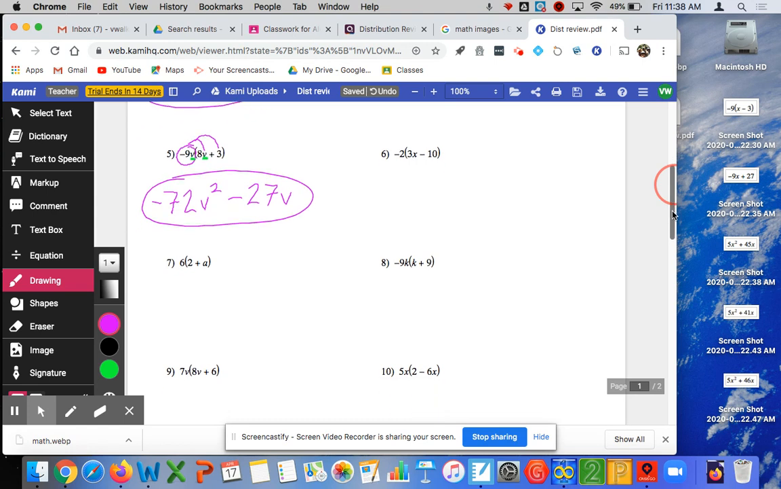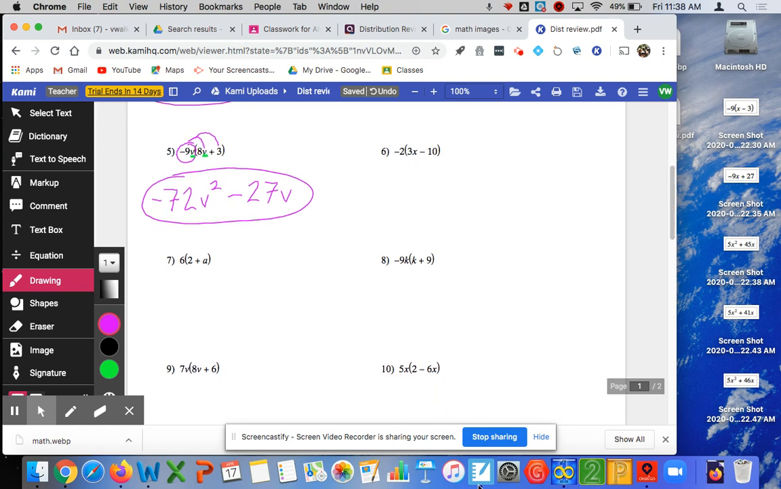Here comes number 7. 6 times 2 plus a. This is a pretty easy one. We're taking that 6, multiplying it by both of the things in the parentheses. 6 times 2, that's 12. Now what's the number in front of that a? Remember, it's an invisible 1. So you have 6 times 1, which is 6. So plus 6, and our a goes with the 6.